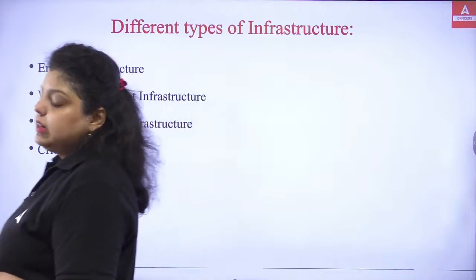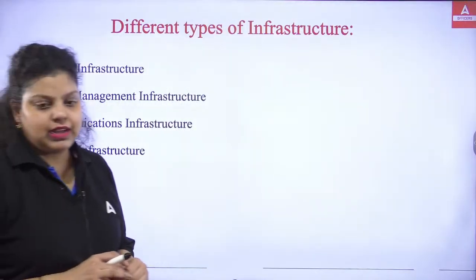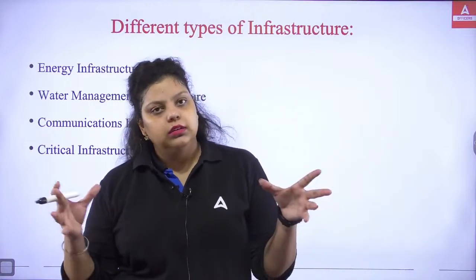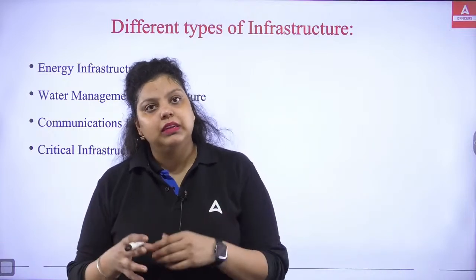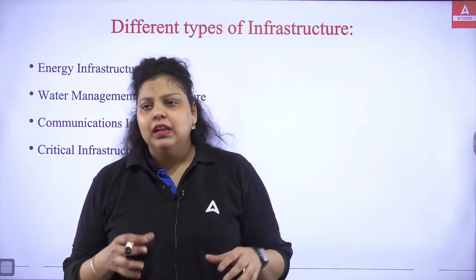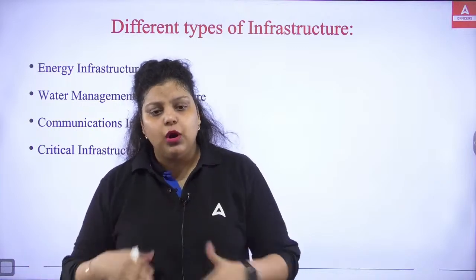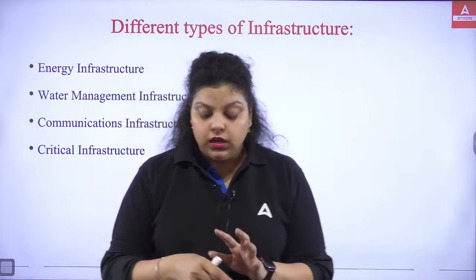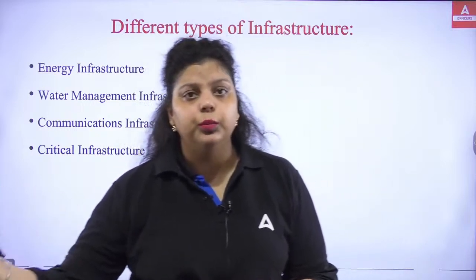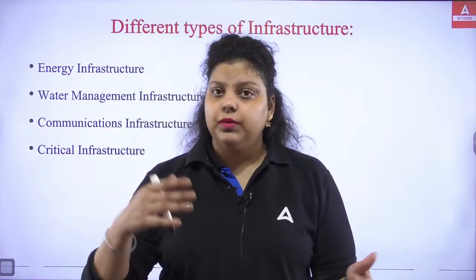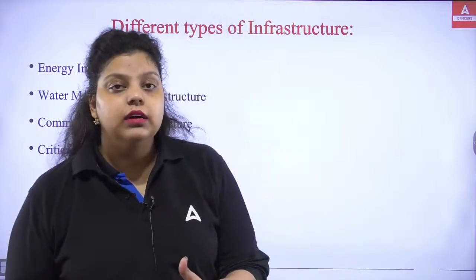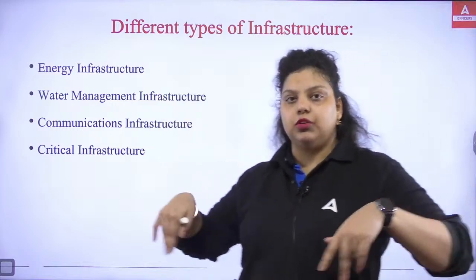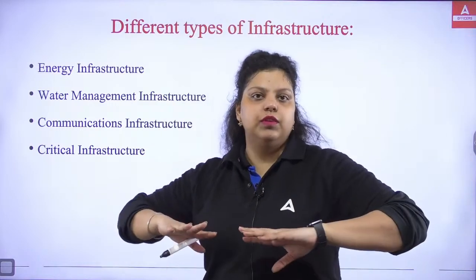Then we have critical infrastructure. Critical infrastructure is a kind of infrastructure which covers broad sections of people and broad sectors in the country, like everything. When you cover a broad segment of the economy, that's critical infrastructure. For example, your roads, buildings, railways, airports, ports, airways, all these are critical infrastructure because they all cover a broad segment of the country. Everybody needs this kind of infrastructure.